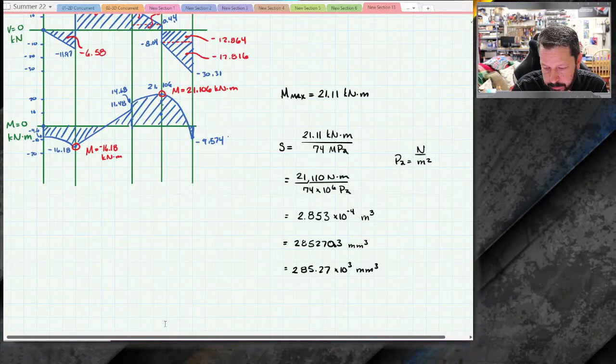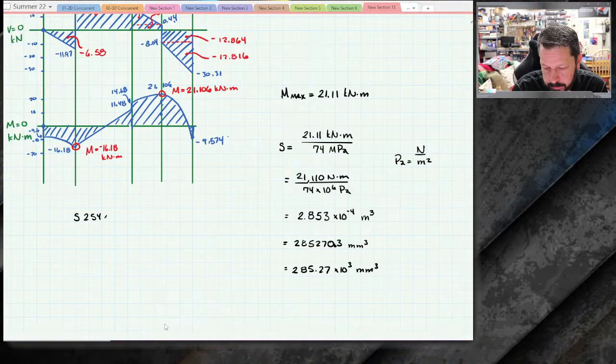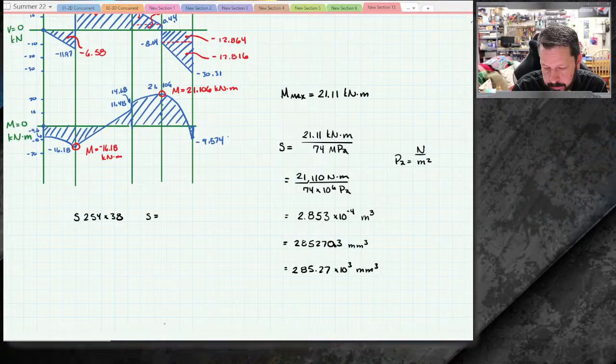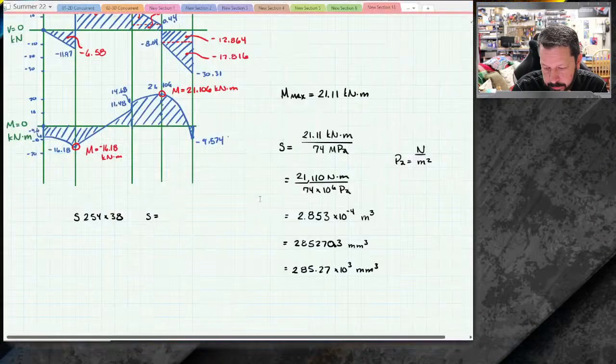So let's write that down. S254 by 38. It had a section modulus of, I don't remember, 408. Yeah, 408.